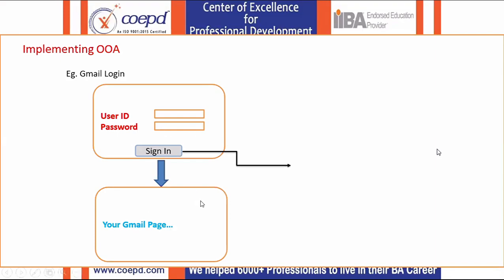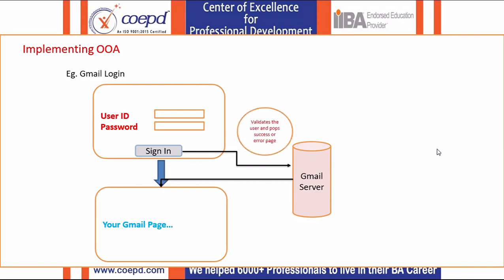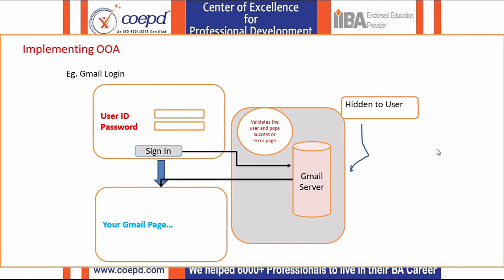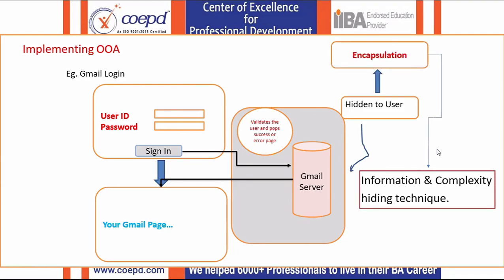But what is happening in the back end? Once you click on sign in, it is going to connect to the Gmail server and validate your credentials, and then only it's going to give either an error page or your home page. Am I right? Absolutely. Now, is whatever is happening in the back end visible to the end user? No. This is hidden from the user, and this is called encapsulation. Got it? Okay. Encapsulation means an information and complexity hiding technique.